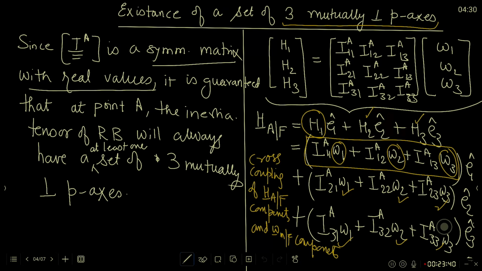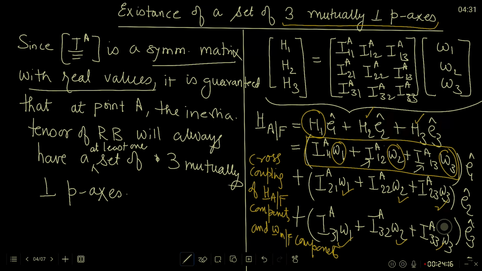Go back to this coupled form of equation. Now if I focus on H1, what is happening? This will vanish, this will vanish, this will vanish. And now you have a situation when H1 is simply I_A11 omega 1. You go back to your good old school days, when there was no cross coupling and H1 was entirely dependent on omega 1. That is still possible if you choose the three principal axes to be the axes of your working coordinate system.